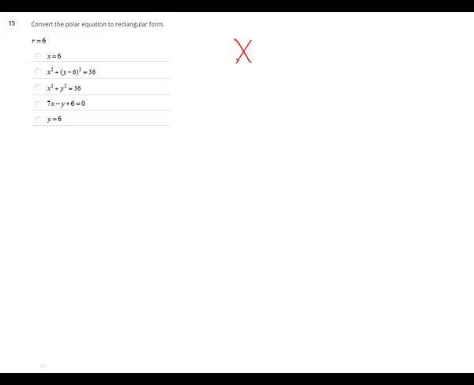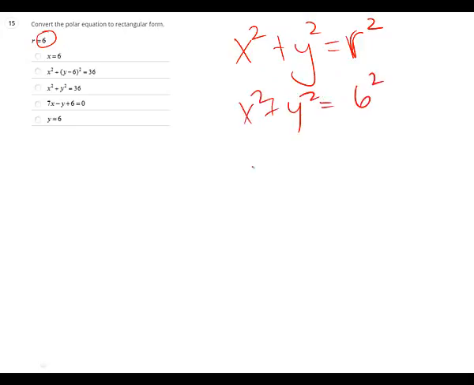Since we have to go to rectangular, I would probably use that formula. It's the only one that fits, right? Yes, that's the one I would use. So what am I going to put in for the r? 6. So x squared plus y squared equals 6 squared, or x squared plus y squared equals 36.